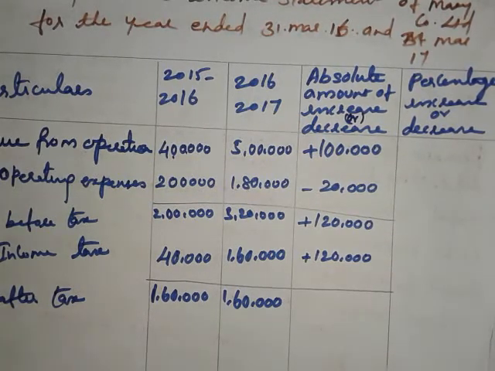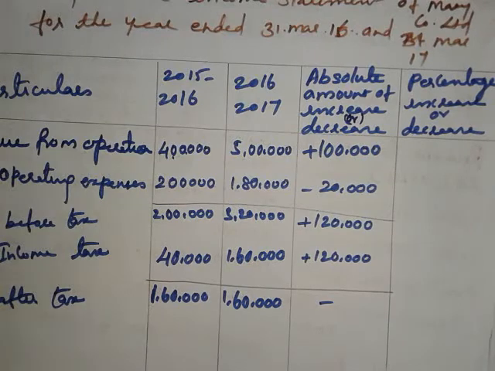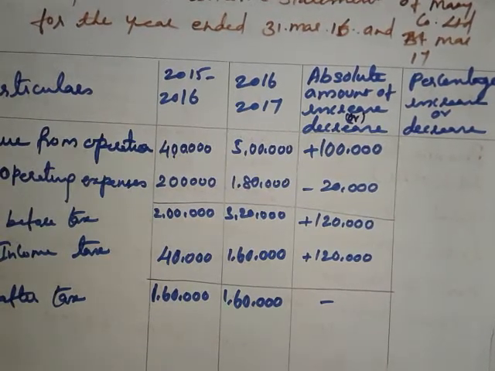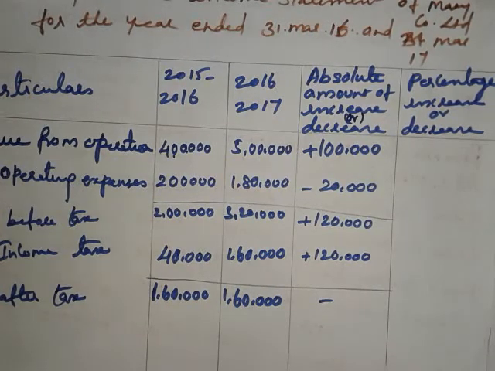So when we compare these two years' data, there is no change in profit. When we compare to the previous year, this year there is no increase or decrease in the profit. That is equal. There is no difference. The same profit we obtained for both years. Okay. Now we come to the percentage.